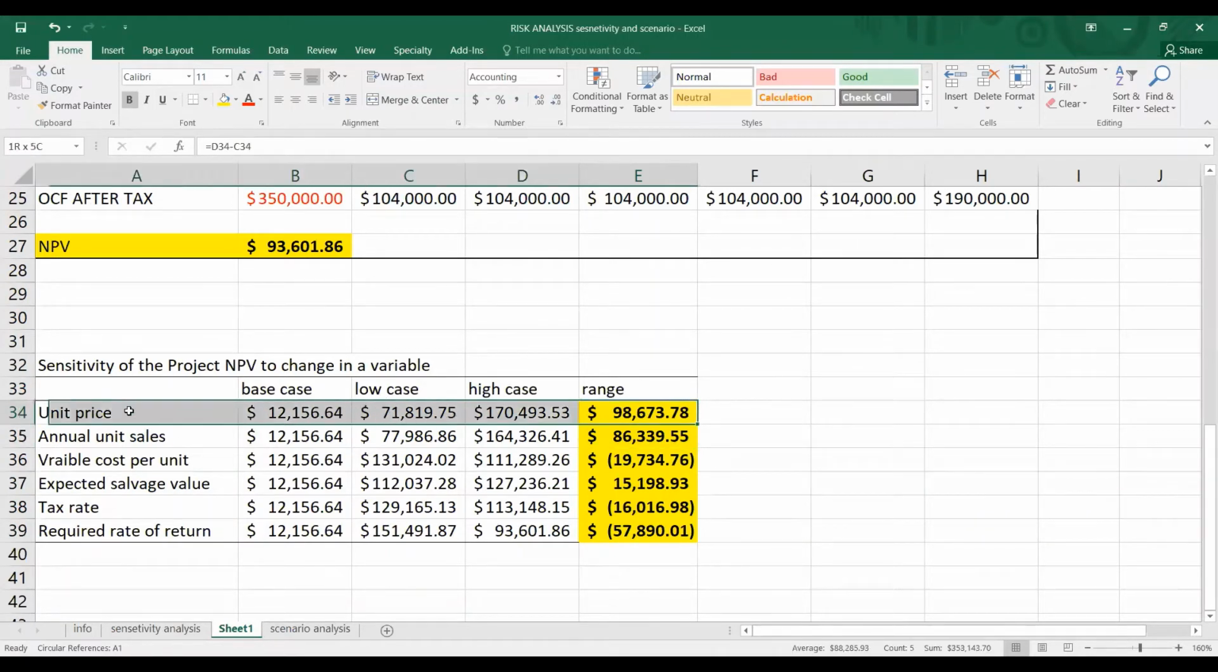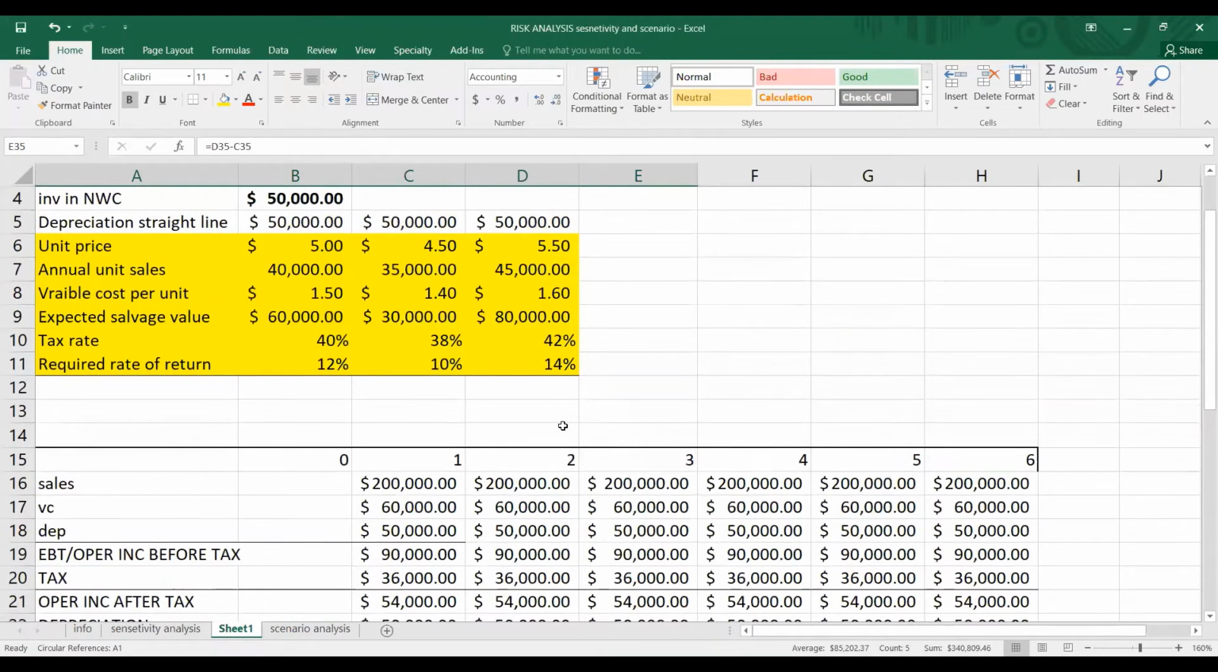So as we can see, the unit price has got the largest range, which means that NPV is most sensitive to changes in unit price. Then, as a priority, annual unit sales. Is that clear? Shall I explain more? Yes. Thank you. Okay. Any other questions related to sensitivity analysis? No. Okay, great. Let us move on.